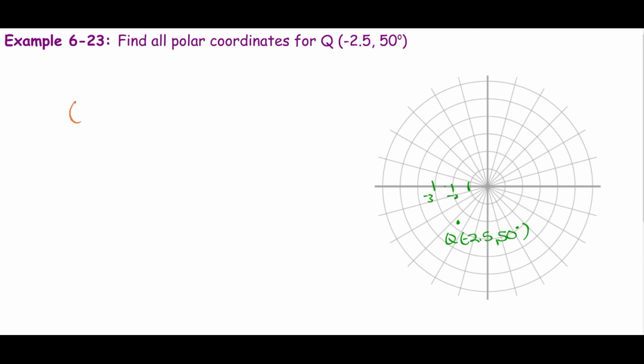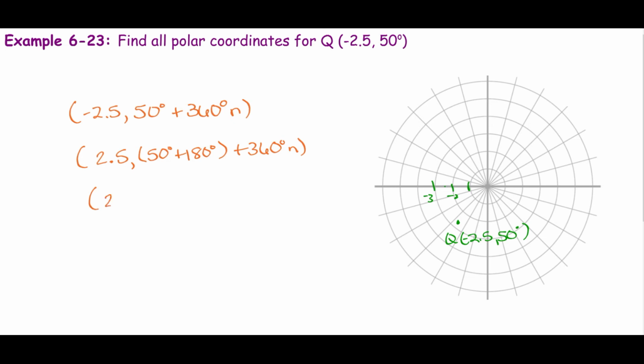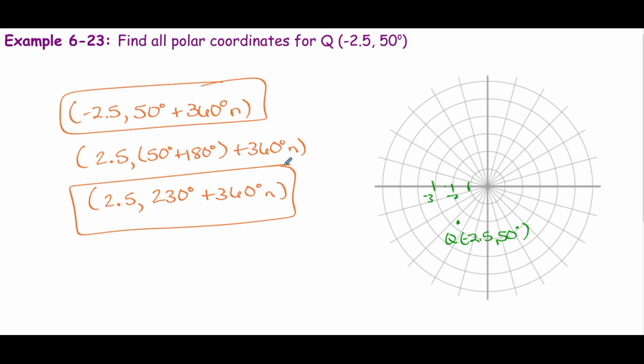So then I'm going to write negative 2.5, so I'm going to leave r the way it was given to me, and then I'm just going to write 50 degrees plus a whole circle, which is 360 degrees n. And then my second one, I'm going to change the sign on r, so now it's positive 2.5, 50 degrees plus a half circle, so 180 degrees plus 360 n. So again, I'm going to simplify that, so this is 2.5, and 50 and 180 is going to give me 230 degrees plus 360 degrees n. So those two expressions give me all polar coordinates for that same point.